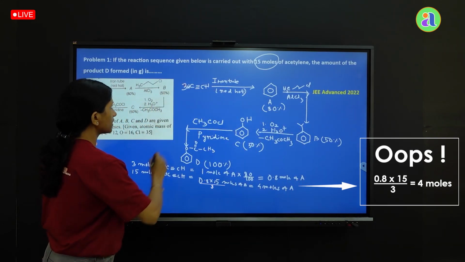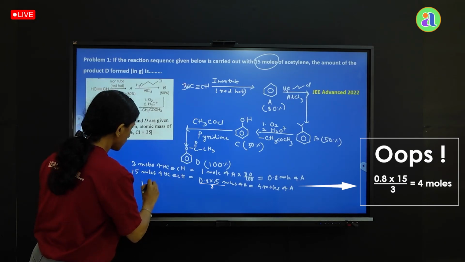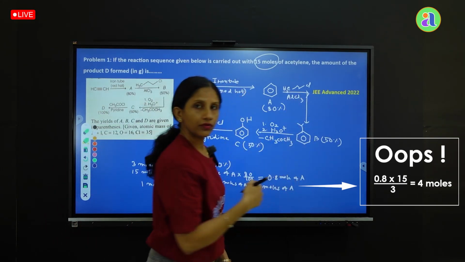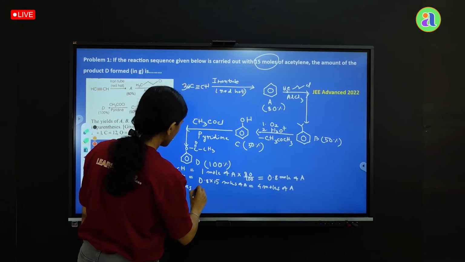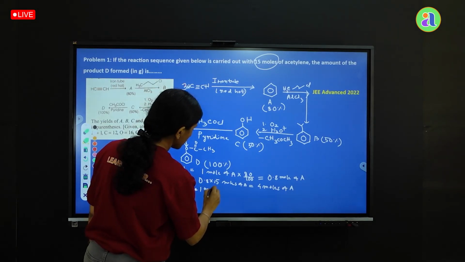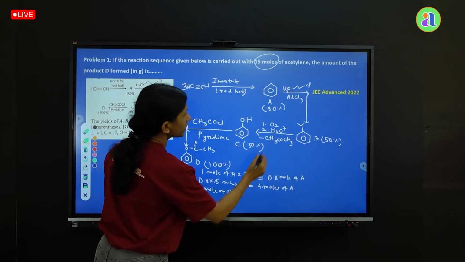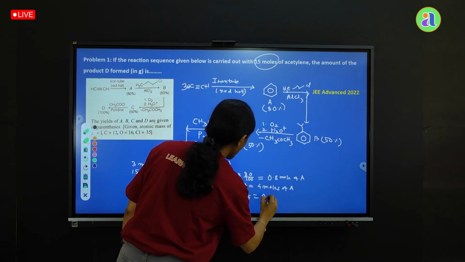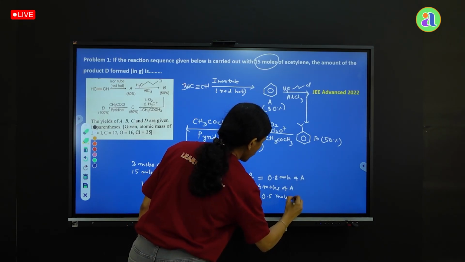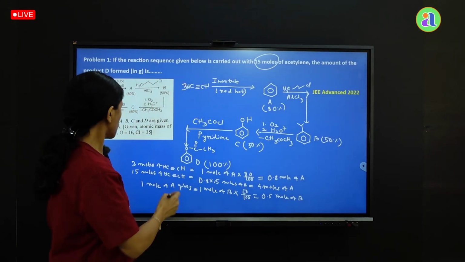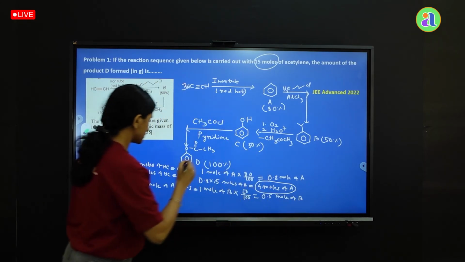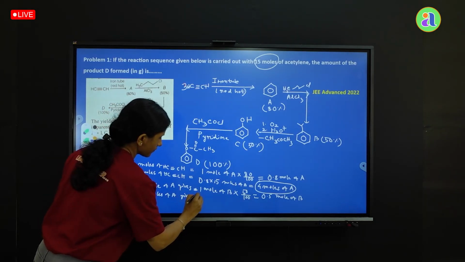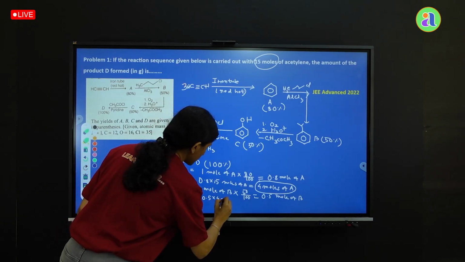Right? So what can we write? From here we can write that 1 mole of A gives 1 mole of B, right? 1 mole of A gives 1 mole of B times how many percent? 50%. So 50% or 0.5 mole of B. And we are talking about 4 moles that we have already calculated. So 4 moles of A gives 0.5 times 4 equal to 2 moles of B.